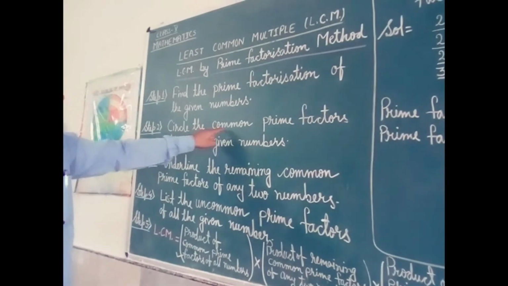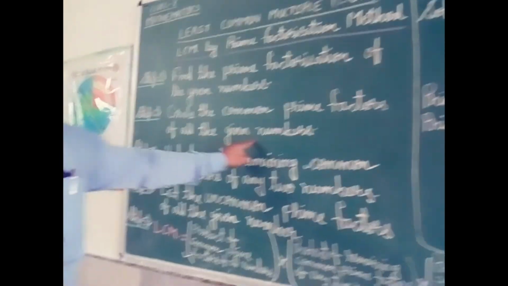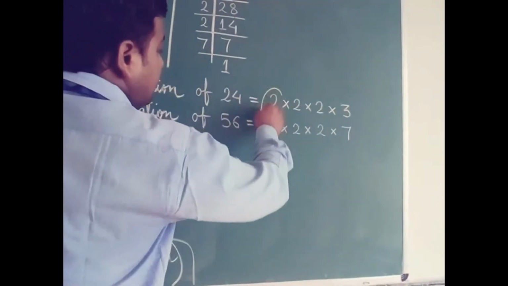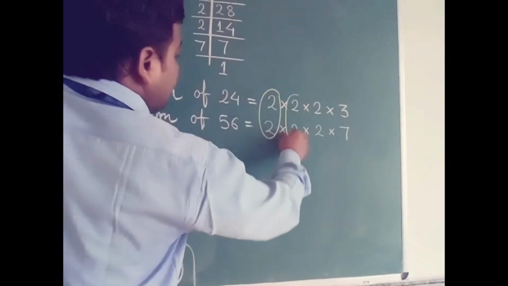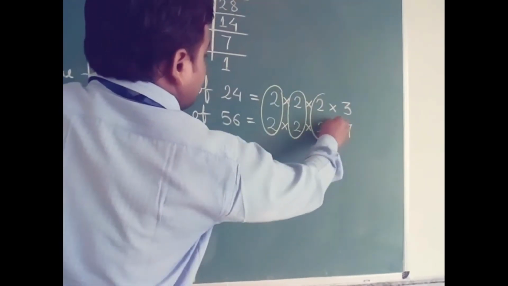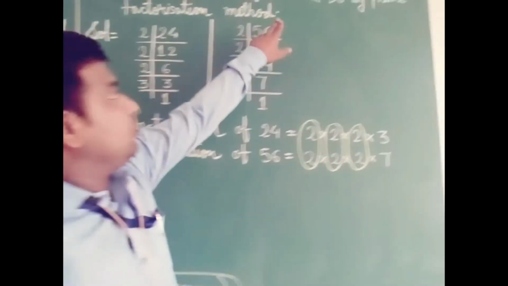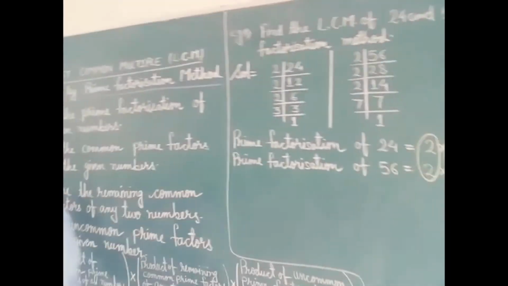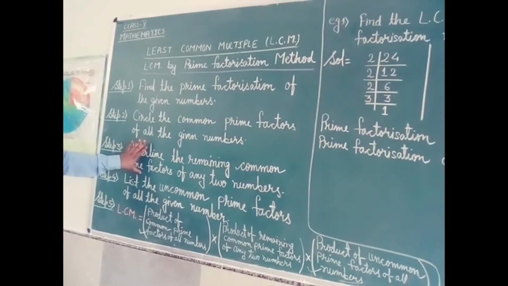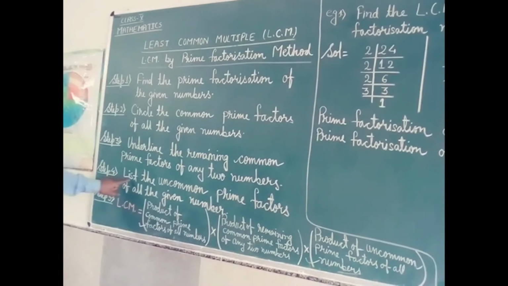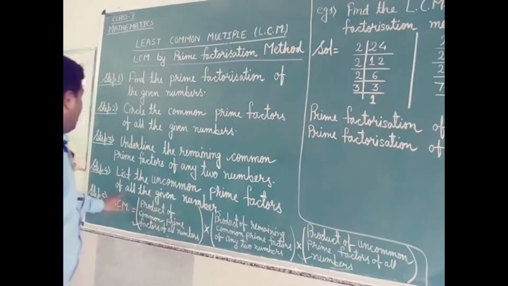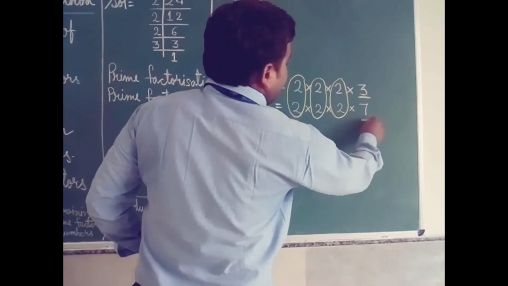So your step number 2, circle the common prime factors of all the given numbers. The common prime factors are 2, 1 more 2, 1 more 2. Next, since there are only two numbers, 24 and 56, step 3 is not applicable for this. Now we go for step 4. List the uncommon prime factors of all the given numbers. The uncommon prime factors are 3 and 7.